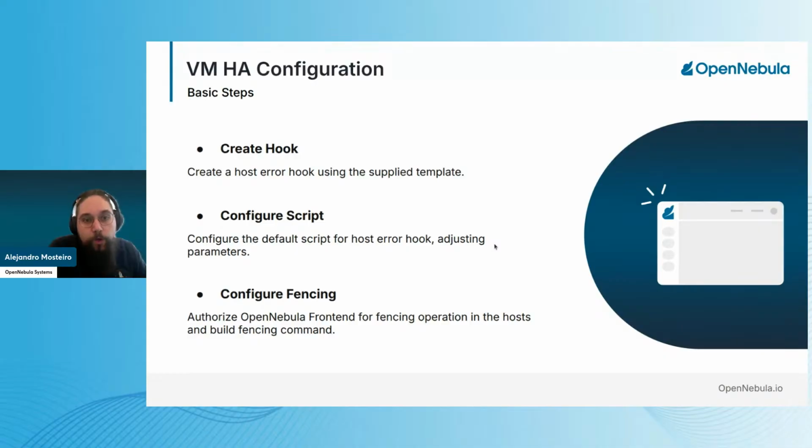Then we also need to configure the fencing. So we need to authorize the OpenNebula frontend to perform the fencing operation in the host that we have configured in our cloud. So this is basically giving the appropriate credentials to execute these operations on the physical machines where we have installed OpenNebula, the hypervisor.